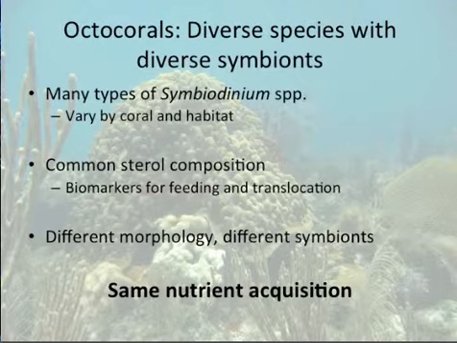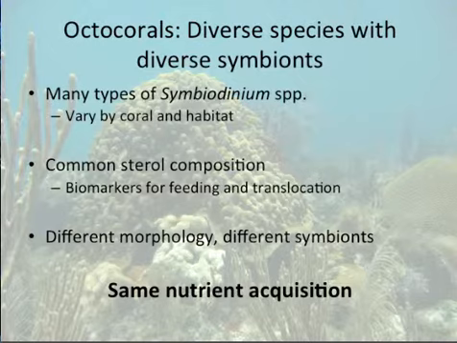The octocorals all had a common sterol composition, and they all contained biomarkers for both feeding and for translocation. So despite having different morphologies and different symbionts, they all had the same nutrient acquisition strategies. Now, the octocorals that I sampled were in fairly shallow environments, but they, along with many other corals, can inhabit reefs over a wide depth range.